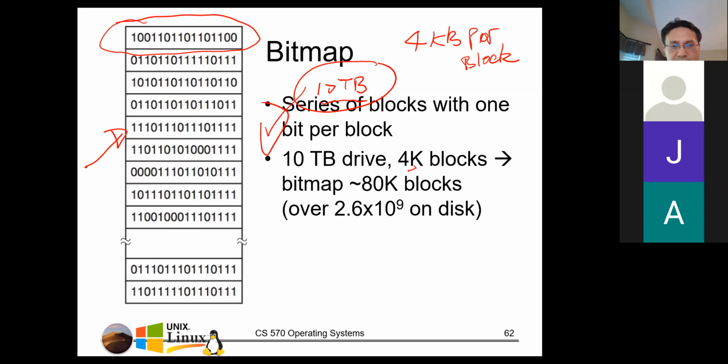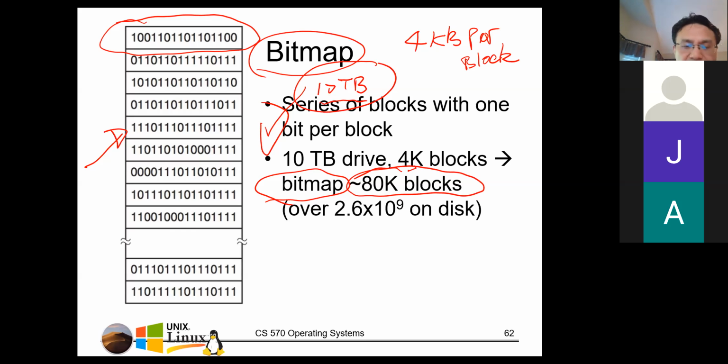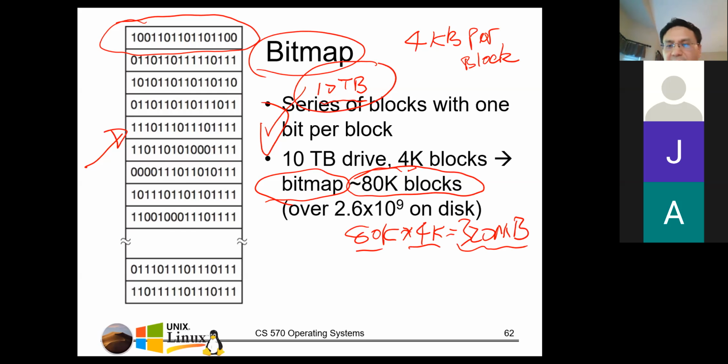It turned out that just for this bitmap, it needs 80K blocks to save the bitmap information. 80K blocks is actually 320 megabytes, because each block has 4K. So 320 megabytes. How is this derived? Let's do a quick calculation here.